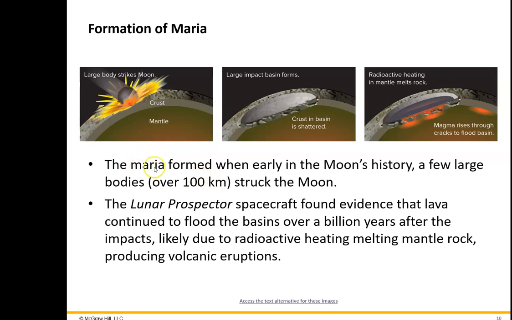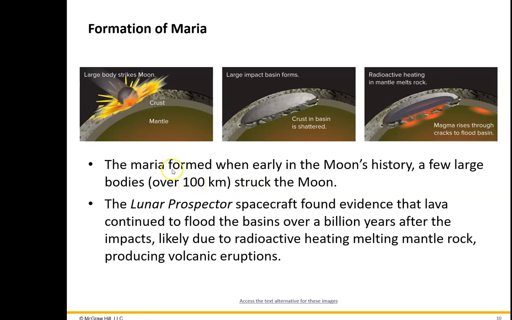All right, so here's how it goes. The Maria formed early in the moon's history, when you had really large objects. These are certainly much bigger than micrometeorites. So let's say you have something with a diameter over 100 kilometers. That would cause incredible damage, like unbelievable damage to the Earth, if you had something this size hit the Earth.